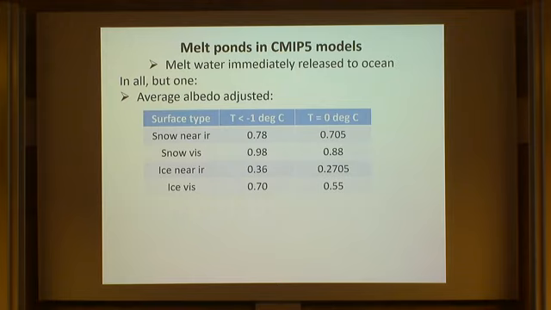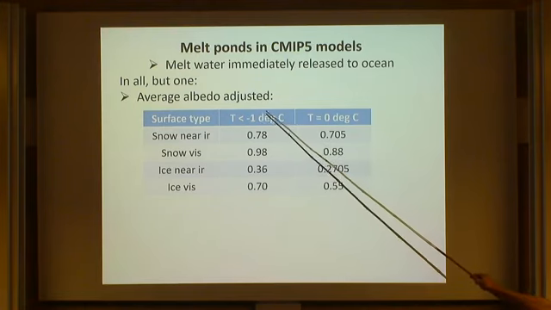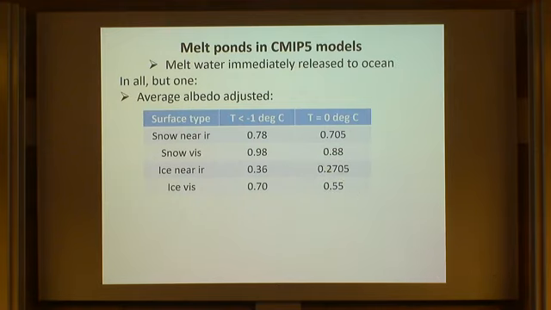Now I want to talk about melt ponds. Generally in CMIP5 models, melt ponds are not simulated. Melt ponds are water that forms when the snow starts melting on the ice, and lakes form on top of the sea ice. In models, all the meltwater is immediately released to the ocean, from snow, from ice, from rain. But they do something with the model. They change the albedo. And there is an indirect accounting for melt ponds by adjusting the albedo.